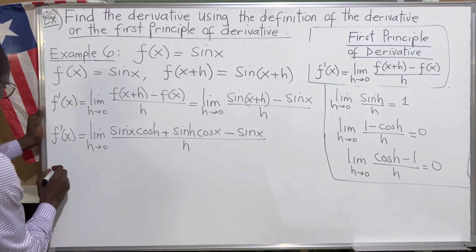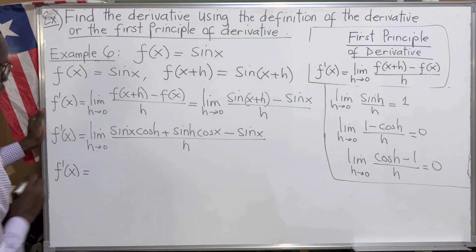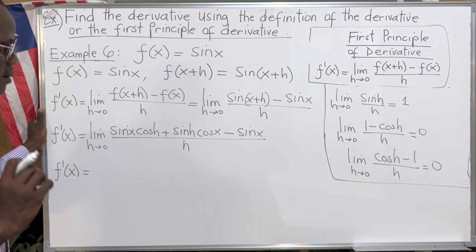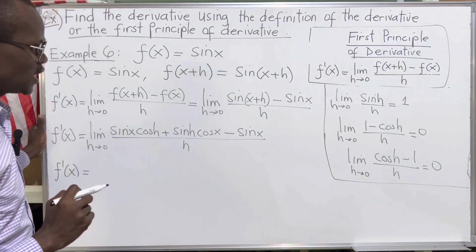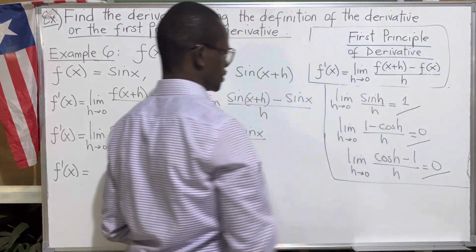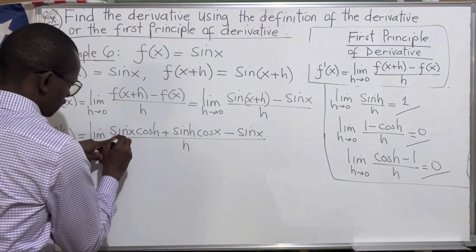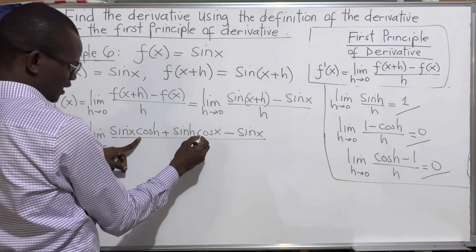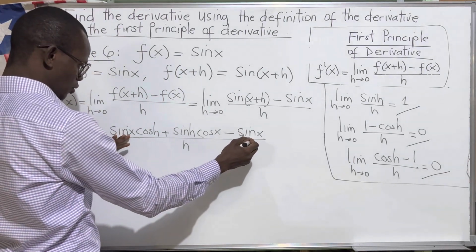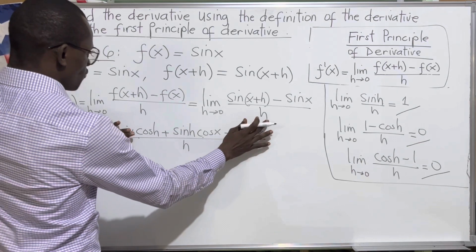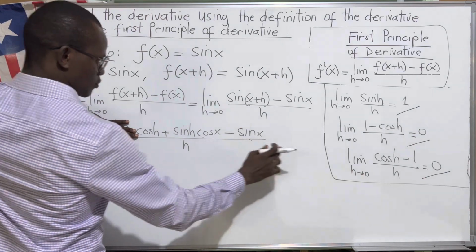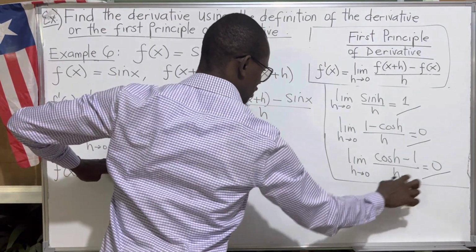So now we have f prime of x. At this point, we want to group because we want to bring in either this property or this property or this property. Now look at the first and the second term. Is there anything in common? There is nothing in common. But the first and the last term, sine of x is common to the two of them, right? So if we factor out sine of x, it means we have cos of h minus 1. Cos of h minus 1 divided by h will give us 0.